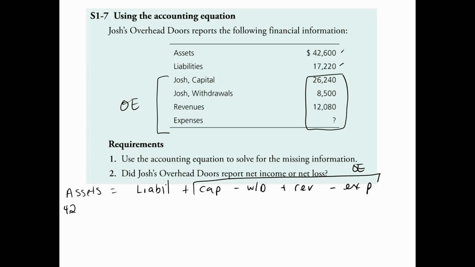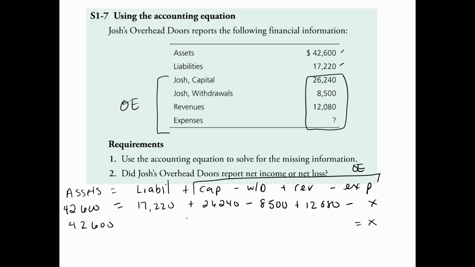So assets are 42,600. Liabilities are 17,220, plus capital of 26,240, minus withdrawals of 8,500, plus revenue of 12,080, minus X. That's what I'm trying to find. So I'm going to have X over here on this side, and so then I just do 42,600. I know this isn't how you say it in algebra, but I always think of it that you take your number and flip it over to the other side and it changes signs. Really what I'm doing is subtracting this from both sides, subtracting this from both sides, adding this to both sides. But you come out with 17,220 minus 26,240 plus 8,500 minus 12,080. So your expenses come out to be 4,440.